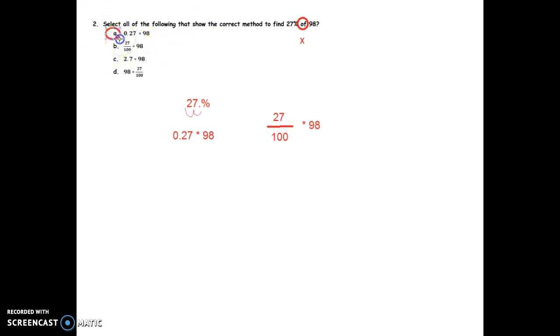But wait. C is 2.7. It wouldn't be right, because that means they just moved their decimal over 1 time, not 2 times like you're supposed to. So that's wrong. Now D says 98 times 27 over 100. Does that work? Actually, yeah, it's the same thing, right? It's the same thing as this option, which means that yes, D is also an answer for us.